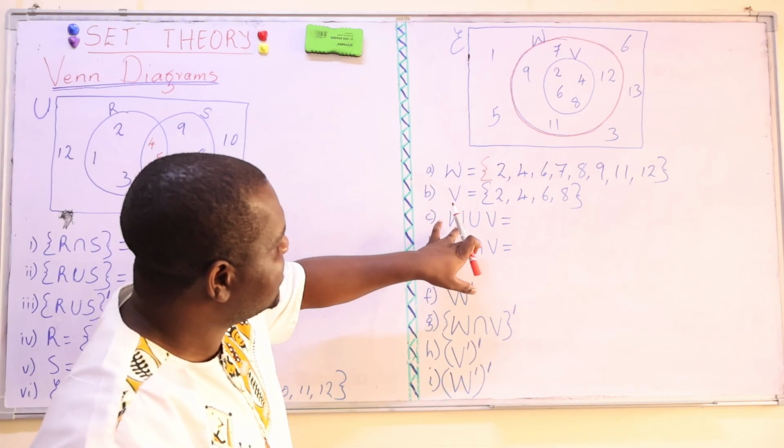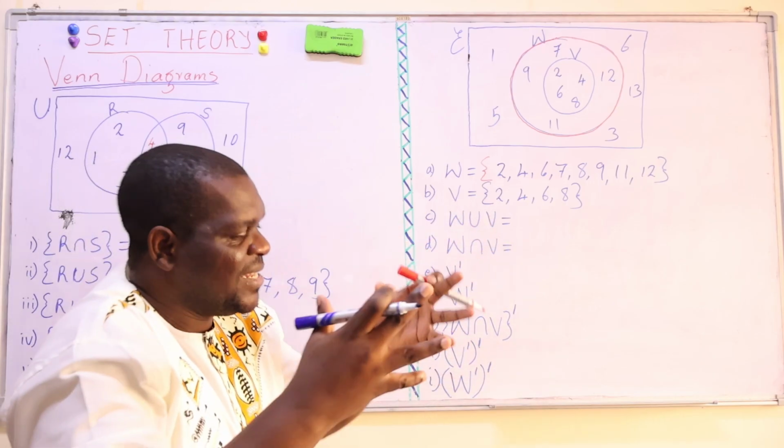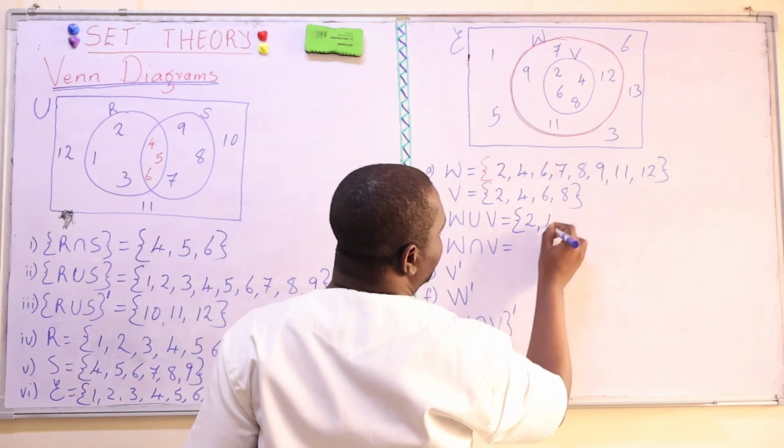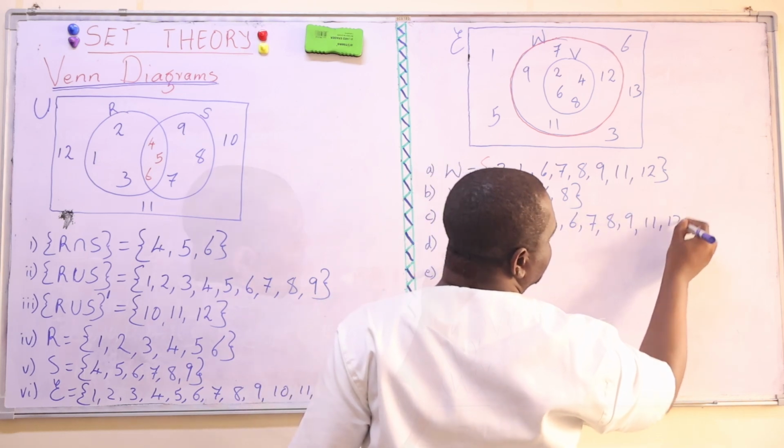Now let's unite set W and set V. Which are those elements found in set V and in set W? So you have 2, 4, 6, 7, 8, 9, 11, and 12.